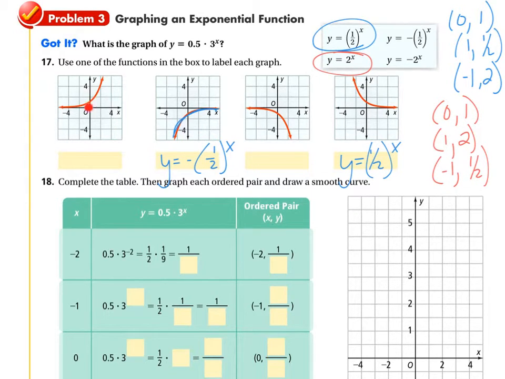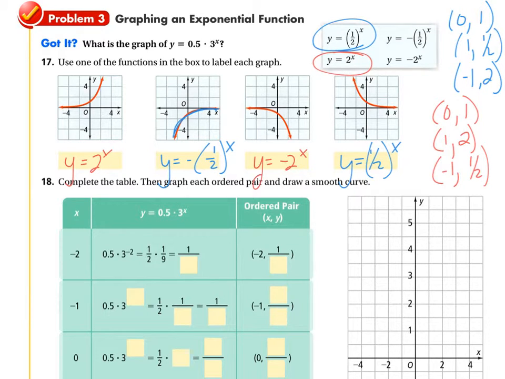0 is 1, is right here. 1 is 2, it's going up. Negative 1 is smaller. So this is your graph. So this is the graph y equals 2 to the x, which makes this the graph for y equals negative 2 to the x.